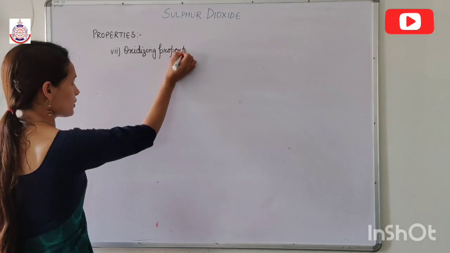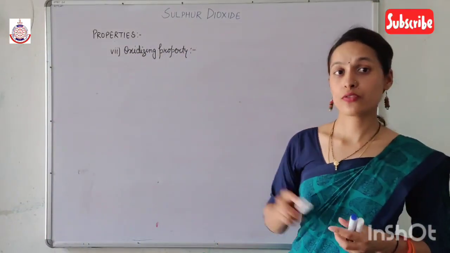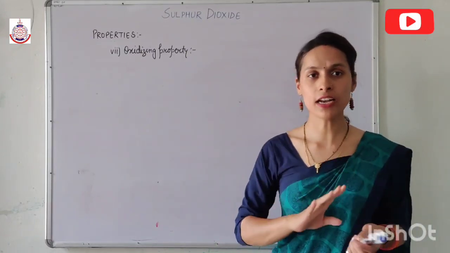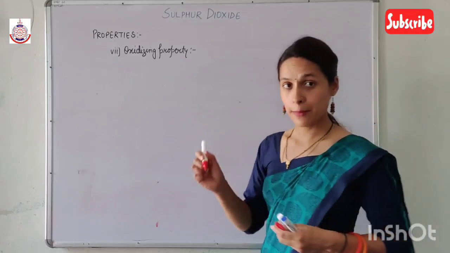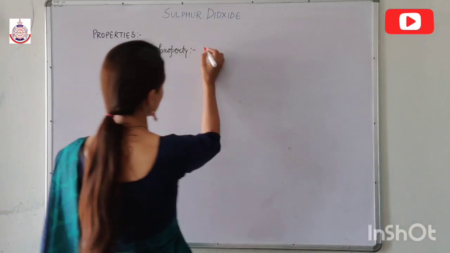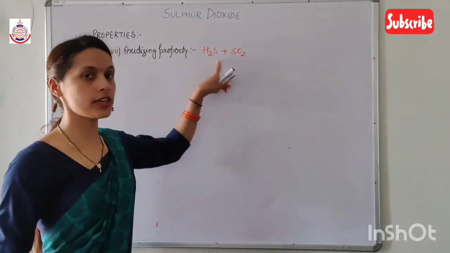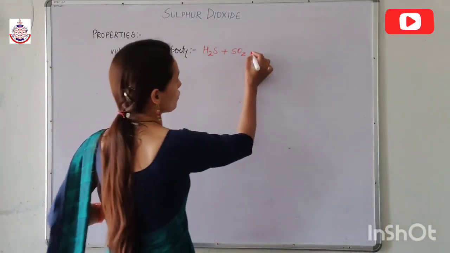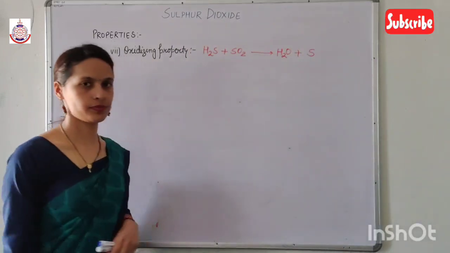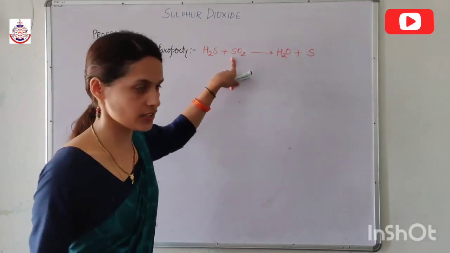So the condition for showing the oxidizing property, I hope is clear to you: when it reacts with a more powerful reducing agent, then it behaves like an oxidizing agent. For example, when it reacts with H2S, which is a more powerful reducing agent than SO2, the reaction gives H2O and S. Now this SO2 acts as an oxidizing agent.